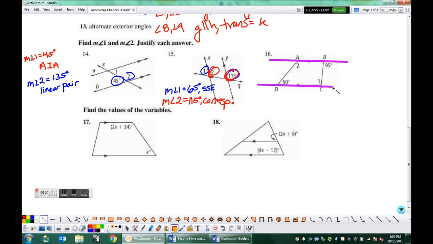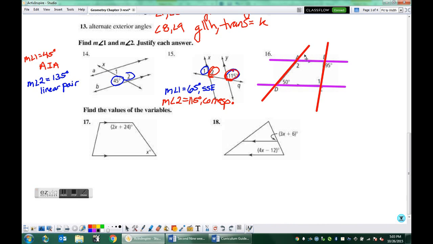For 16, sometimes these are a little bit hard for people to see. So what I always suggest is that you extend the parallel lines. And I'm going to have my transversals be 2 different colors. So we have this one transversal that goes through B and C there, and then another transversal that's going to go through A and D. We'll change that to blue here. So there are 2 different transversals.